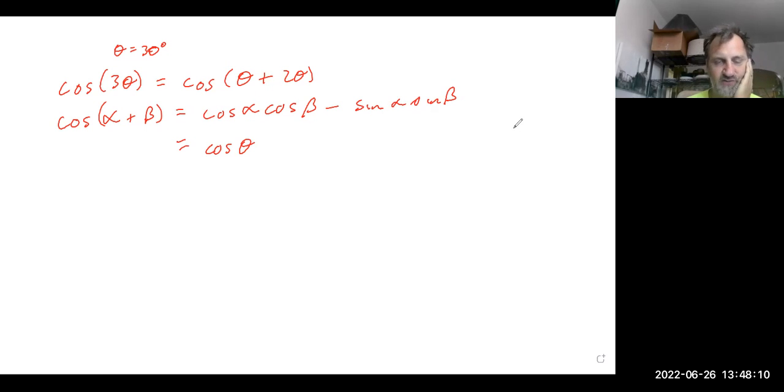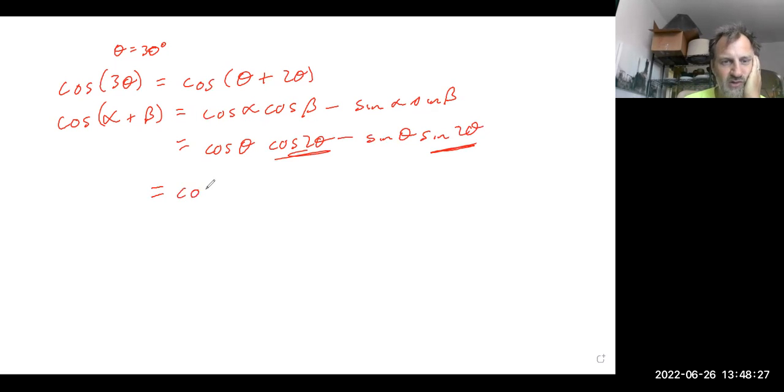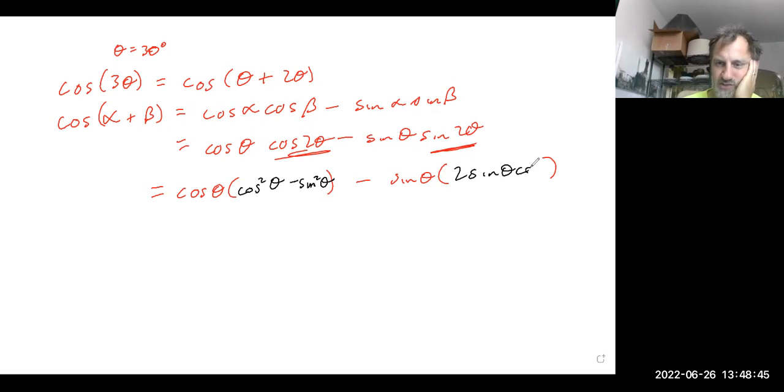Now, as you're going through this, of course, you're aiming to get it all boiled down to sines and cosines of just theta. So don't stop at cosine 2 theta, because that can be broken down. All right, so cosine theta cosine 2 theta minus sine theta sine 2 theta. Then we substitute here and here using those. So cosine 2 theta is cosine squared theta minus sine squared theta. And sine 2 theta is 2 sine theta cosine theta.